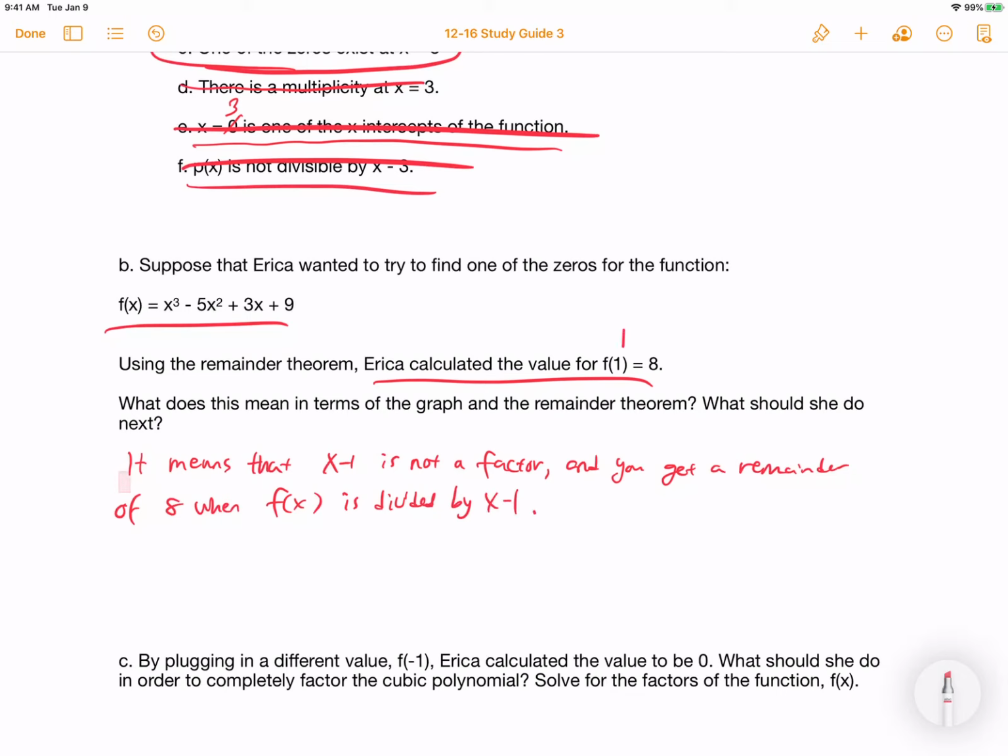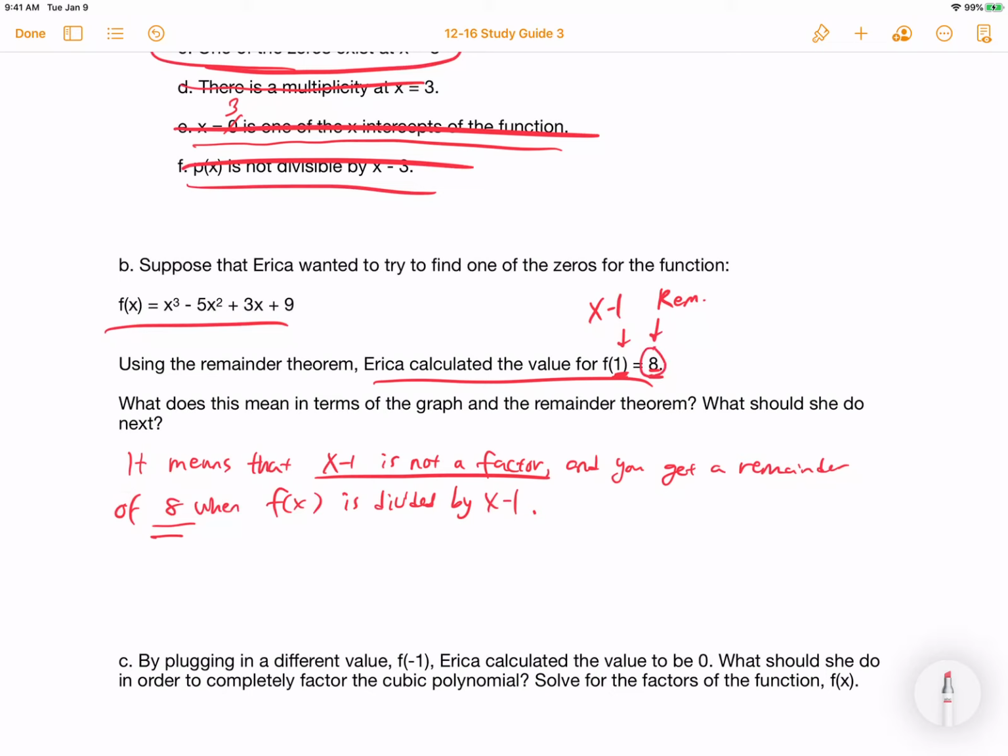In a full extent, I want to describe both what 1 and 8 means. What do these two things mean? It means that the 1, you try for one of the zeros and say x minus 1 is one of our factors, or x is 1. But it doesn't work because your remainder is going to be 8. So the remainder is 8. It's x minus 1 is not a factor. Those are the key points which I'm looking for.